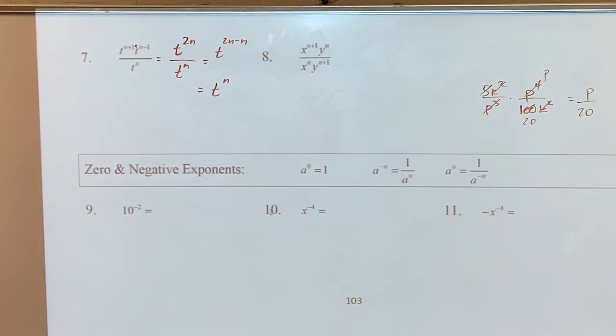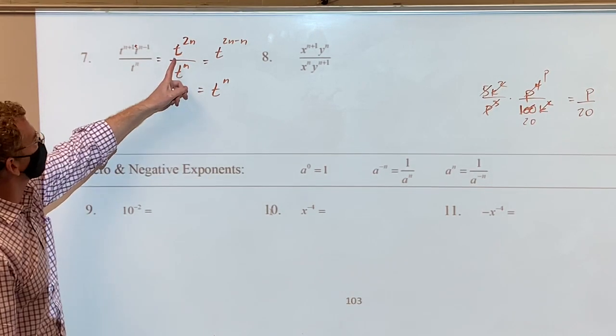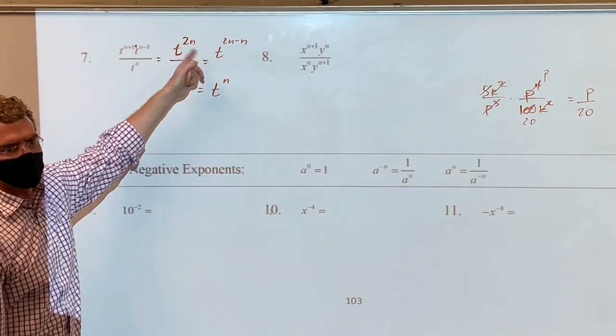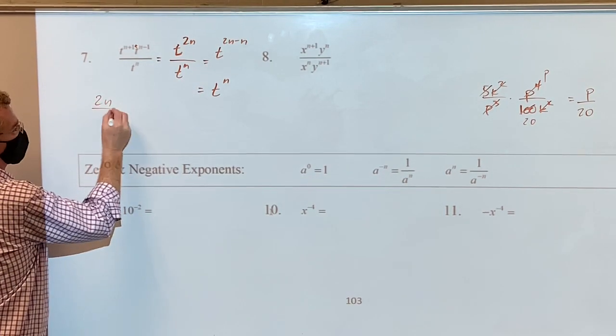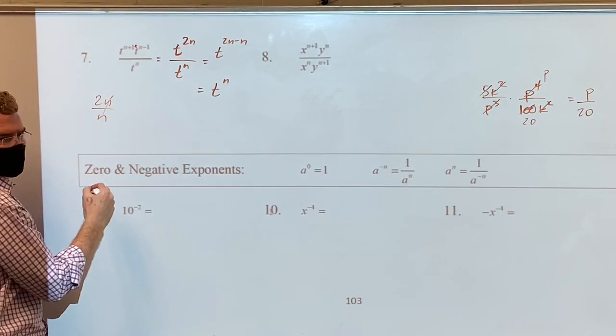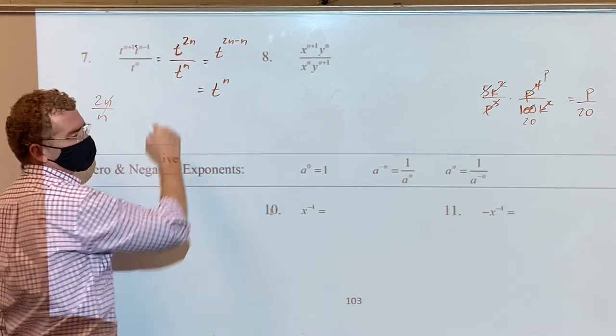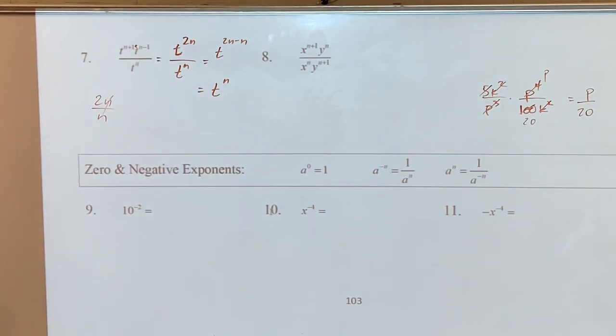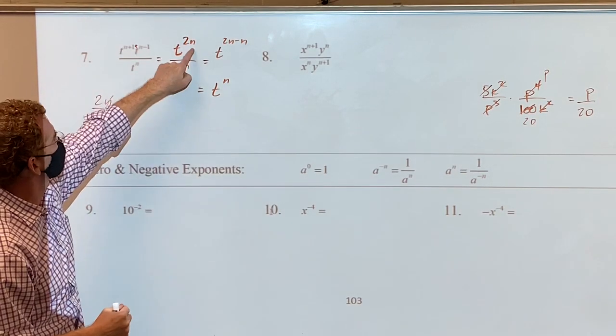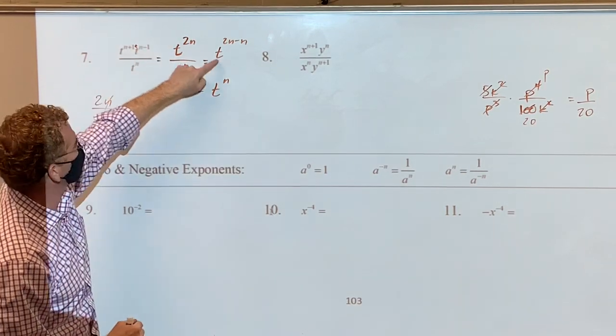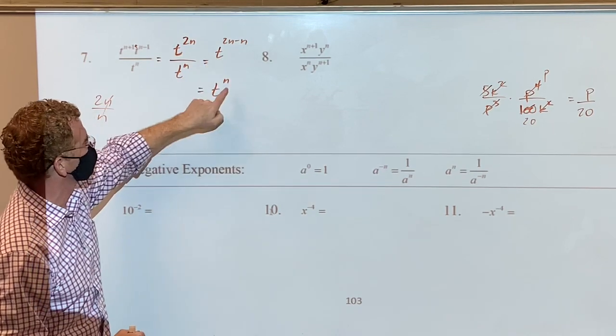t to the n. I see a lot of people on this end up with t squared, because they look up here and they go, why can't I cancel the n's out? Because I'm not saying 2n over n. I'm not doing that. I'm saying t to the 2n. So make sure you stick to your rules. To multiply like bases, keep the base, add the exponents. To divide like bases, keep the base, subtract the exponents.